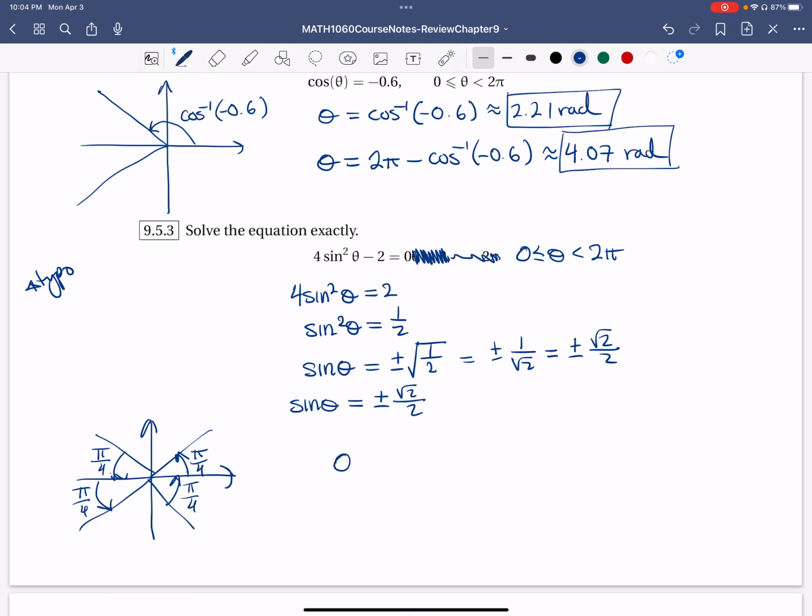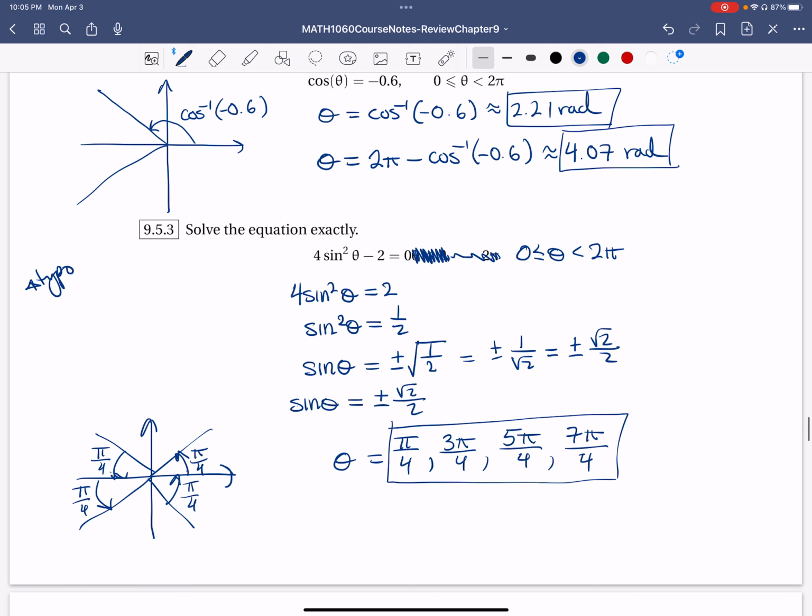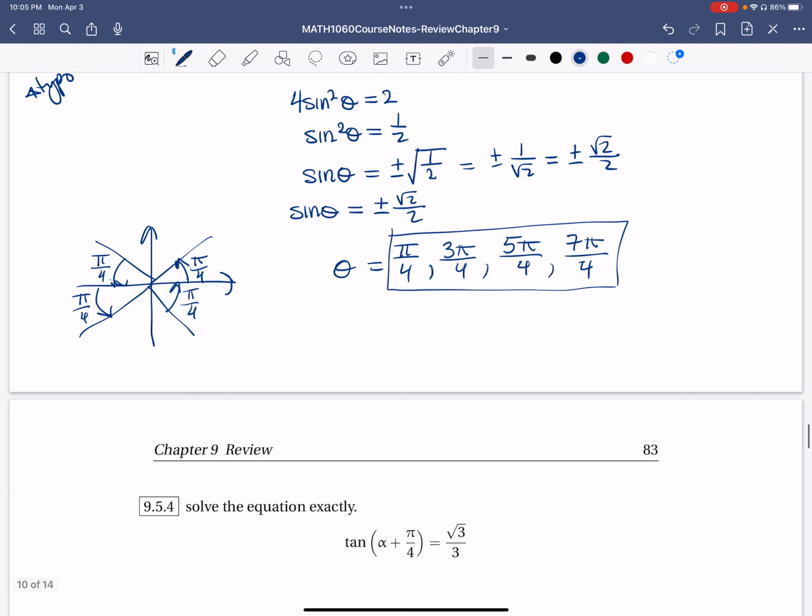And so we're going to end up with the 4 solutions: pi over 4, which is in the first quadrant, and then we'll get the second quadrant solution, which is 3 pi over 4. The third quadrant solution will be 5 pi over 4. And finally, in the fourth quadrant, we'll get 7 pi over 4. Since we're restricting our angles to be between 0 and 2 pi, that gives us all 4 possible solutions.